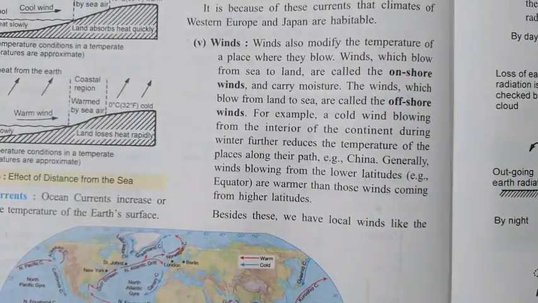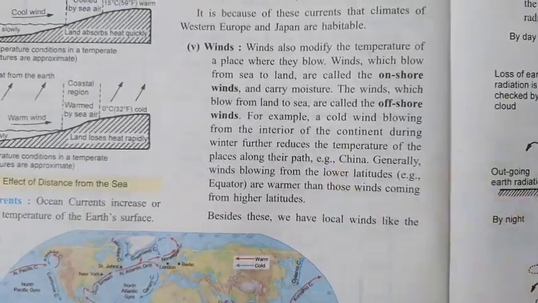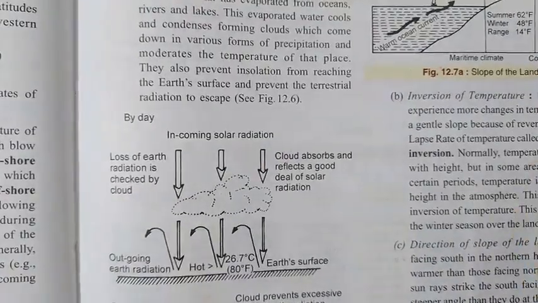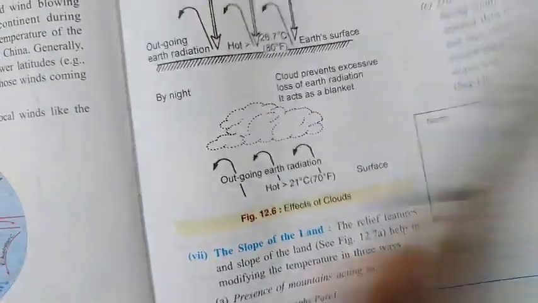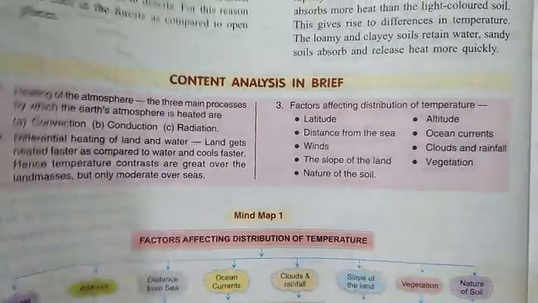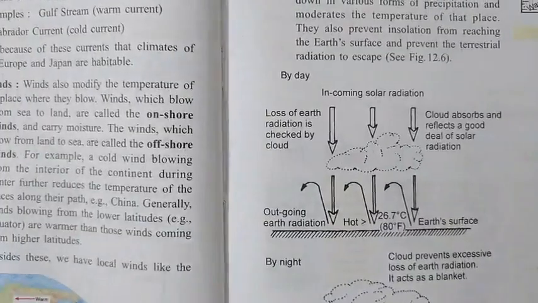So today only up to here. In the next session we will discuss cloud and rainfall, then the slope of the land, the different factors which affect the slope of the land, and then the vegetation and nature of the soil. So it's very small, and then I will give you some more instructions in the last video.